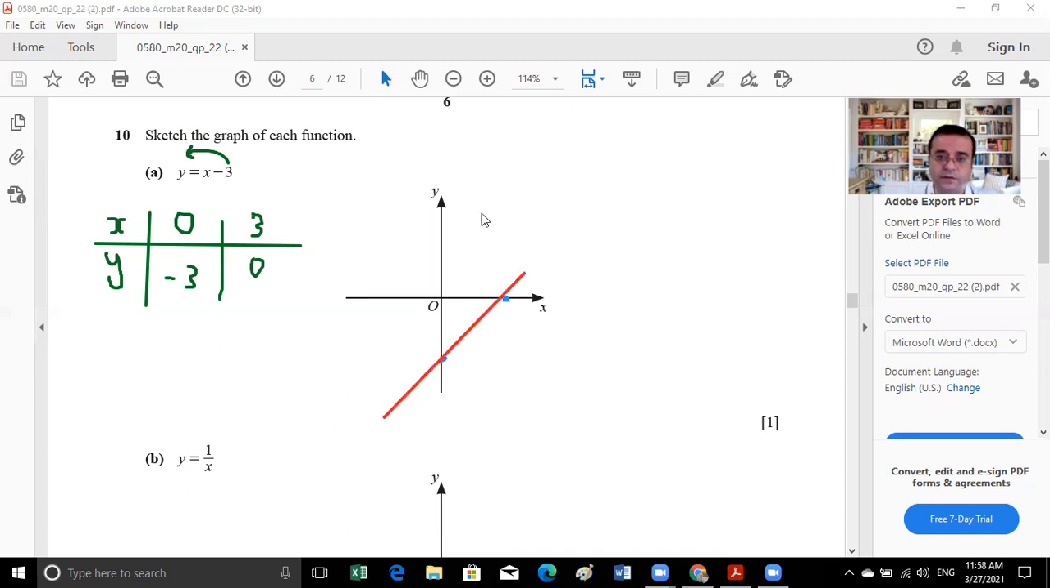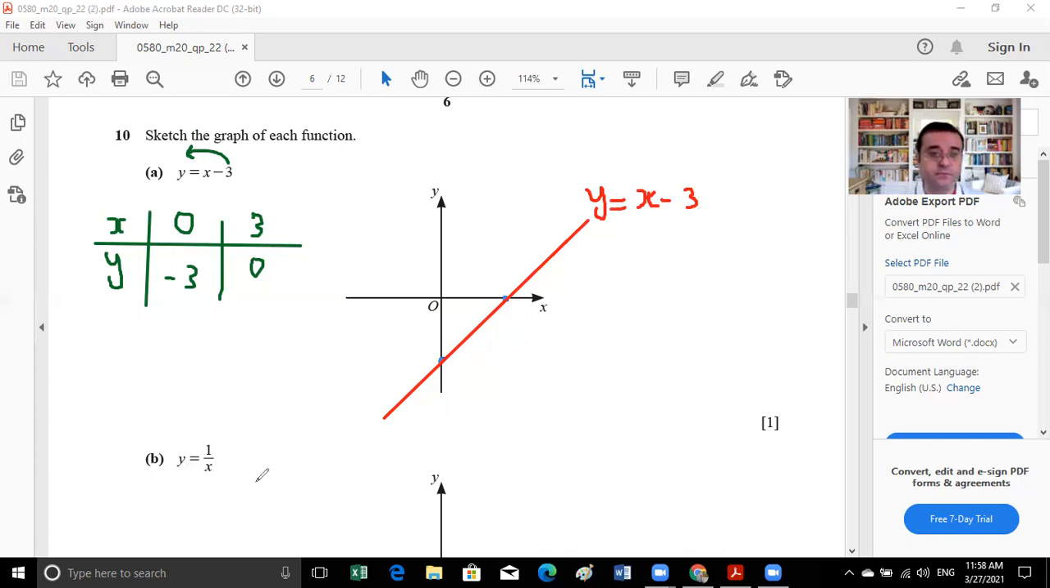Make sure the line goes through the points, and when you finish, please remember to label it. Any line, any graph you draw, label it. This is a standard way in math. Label it y equals x minus 3. Do you understand? Done.